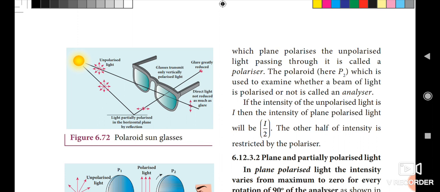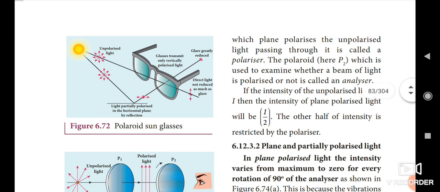Then what is meant by analyzer? An analyzer is used to examine whether a beam of light is polarized or non-polarized. Next we see about plane and partially polarized light.